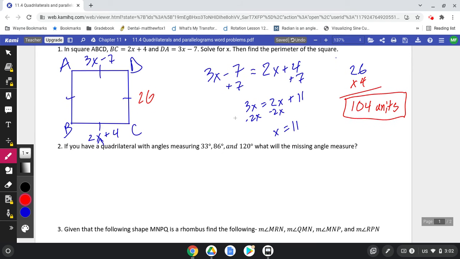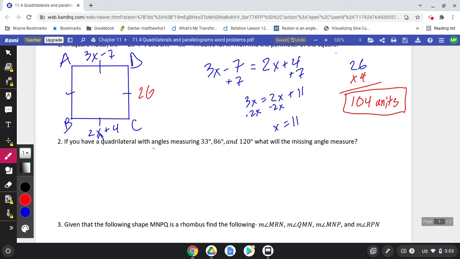Now this next one, it says if you have a quadrilateral with angles measuring 33 degrees, 86, and 120 degrees, find the missing angle measure. Once again, we can draw a shape, and if you'd like to, we can. I'm not opposed to that. However, on this one, we don't really need to because we know something to be true about quadrilaterals. Every triangle, the three angles add up to 180. Every quadrilateral, the four angles add up to 360.